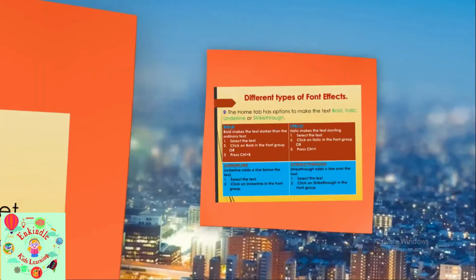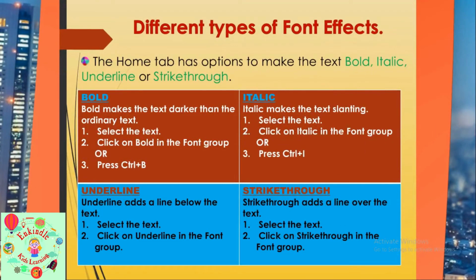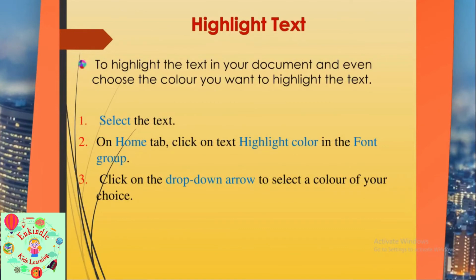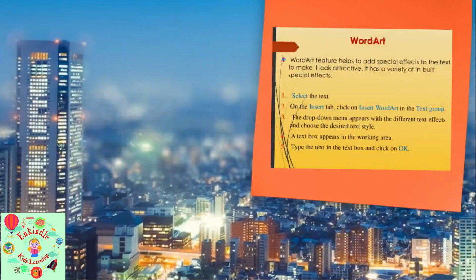Then we looked into different types of font effects, that is bold, italic, underline and strike through. Then we came across font color. After applying different font styles and effects, you can also change the color of the text. There are plenty of colors to choose from the color palette. Then we studied about highlight text. To highlight the text in your document and even choose the color you want to highlight the text, what we will have to do, select the text, go to Home tab, click on the highlight color and select the desired color of your choice. Then we studied about word art feature.